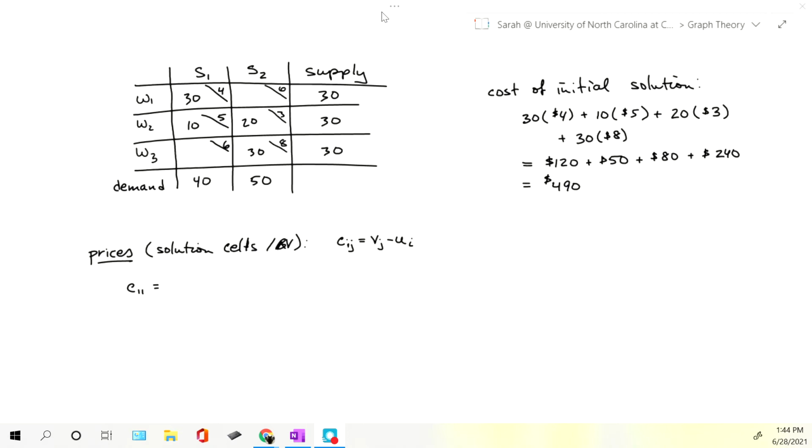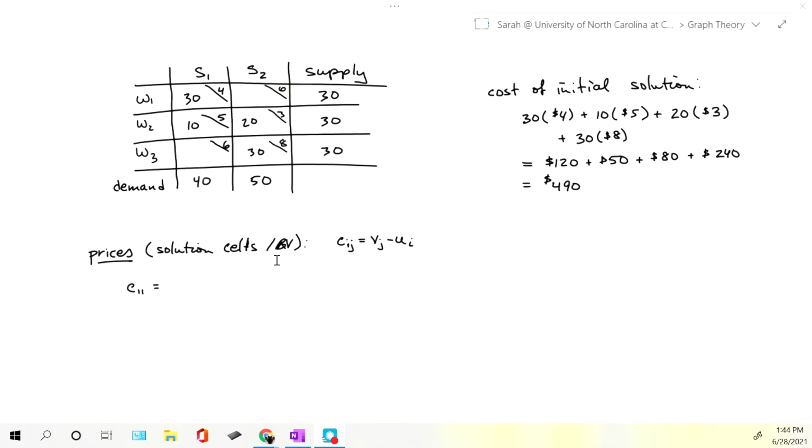Whether you remember what the V's and the U's stand for doesn't matter. One of them stands for the selling cost at the store and the other one the price at the warehouse. But at the end of the day, it doesn't actually matter if you remember what these U's and V's are. These are just some scratch work to help us figure out which of these cells that we're not currently using, so that one and that one, the two that are blank, which of those cells would actually cause the largest decrease in the cost to ship your product.